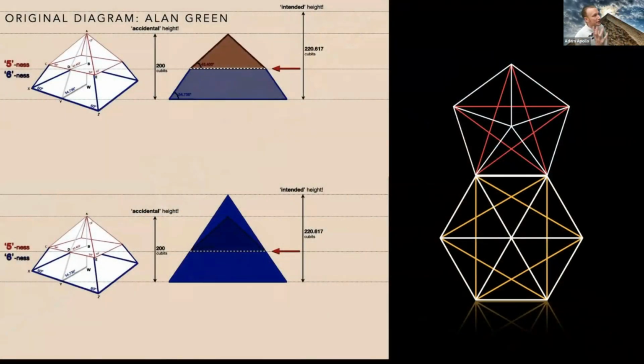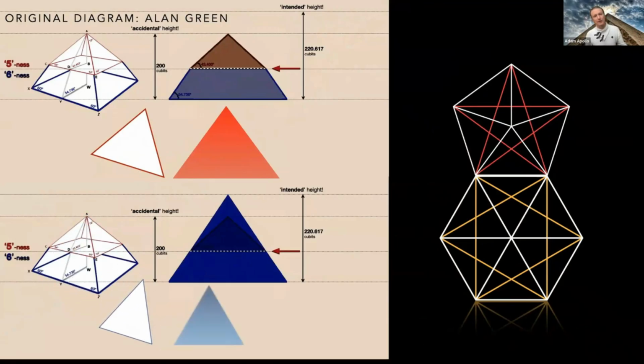But when we start to actually look at the structure of the bent pyramid, and these are some diagrams by my good friend Alan Green, you realize that the lower portion of the pyramid is actually exactly the geometry that creates the equilateral triangle inside of the hexagram or the flower of life. And the upper pyramid triangle is exactly the triangle it takes to make the pentagram.